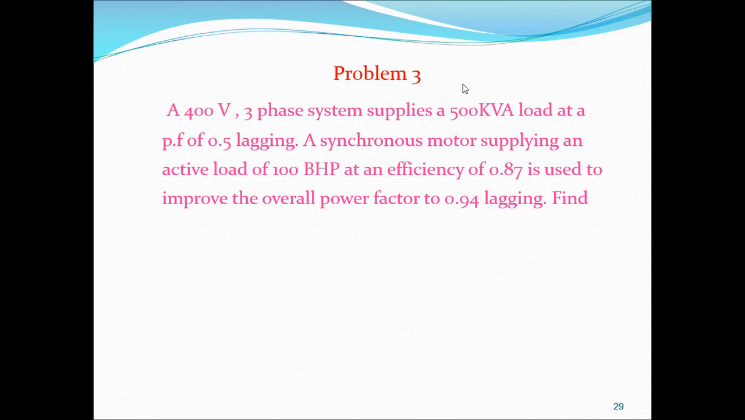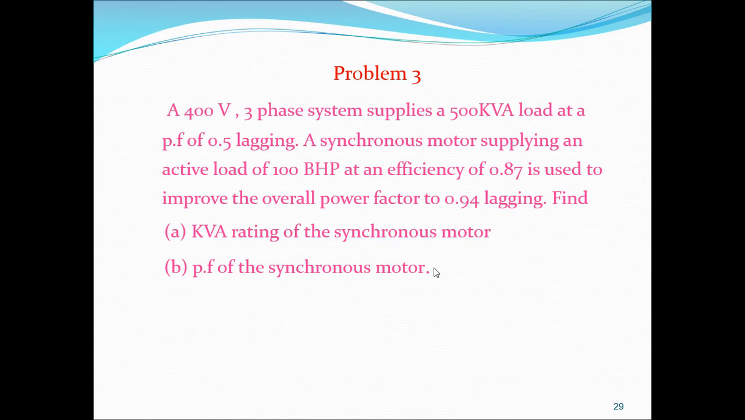So if you see the third problem, what is given? A 400 volts three phase system has a 500 kVA load at a power factor of 0.5 lagging. The synchronous motor supplies a load of 100 HP, and the efficiency is 0.87. It is used to improve the overall power factor to 0.94 lagging. Calculate the kVA rating of the synchronous motor and the power factor of the synchronous motor.